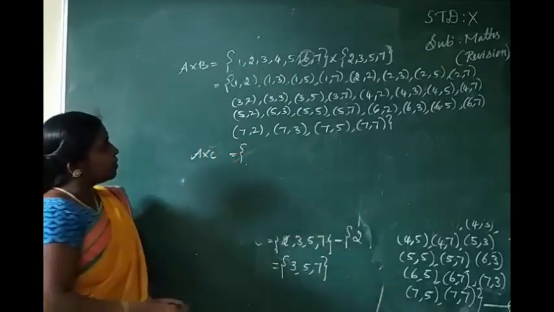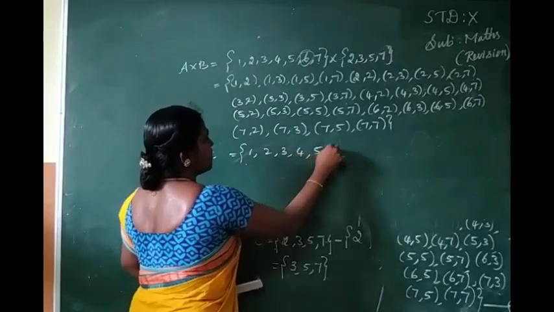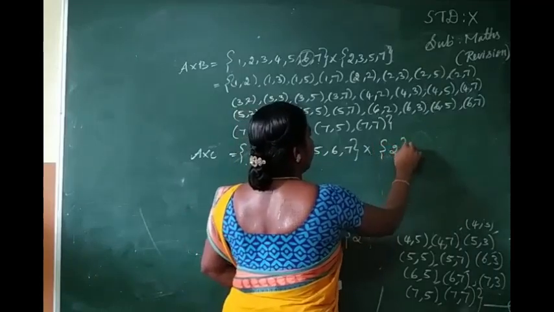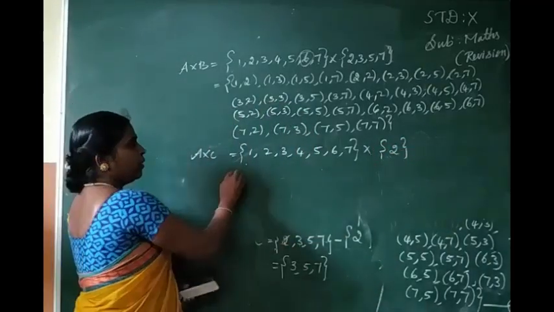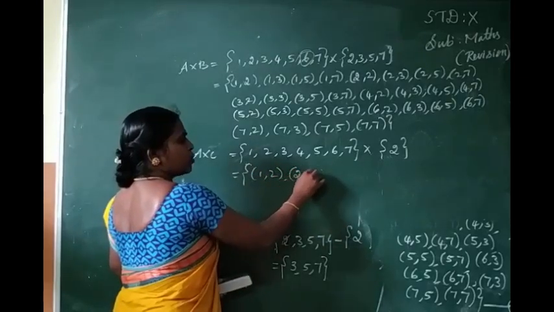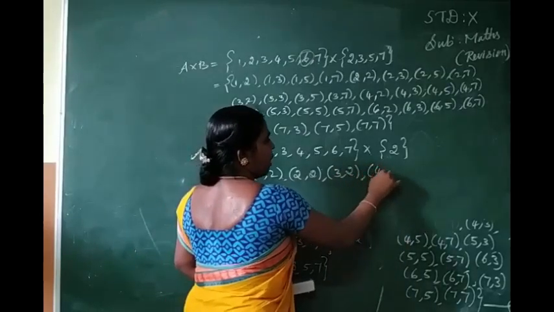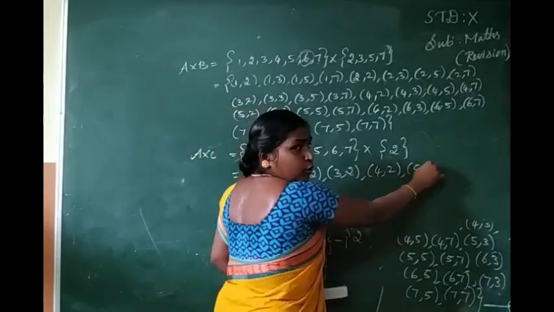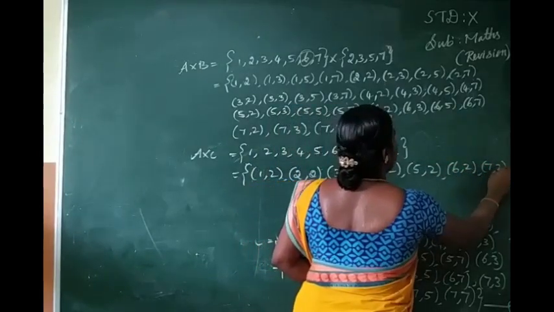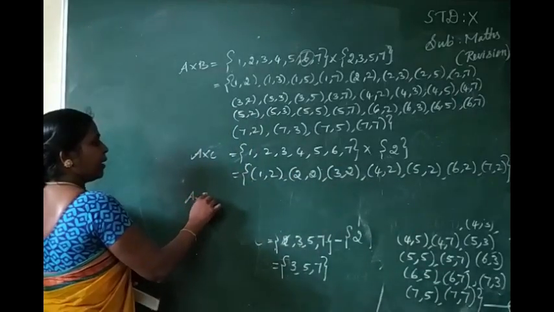So, what are the elements in A? 1, 2, 3, 4, 5, 6, 7, and in C only 2. Okay. Now we multiply 1 comma 2. Listen. 2 comma 2, 3 comma 2, 4 comma 2, 5 comma 2, 6 comma 2, 7 comma 2. Okay. Over.